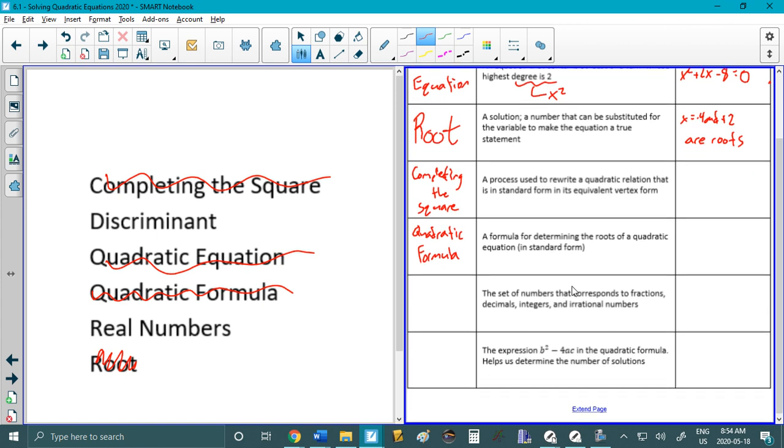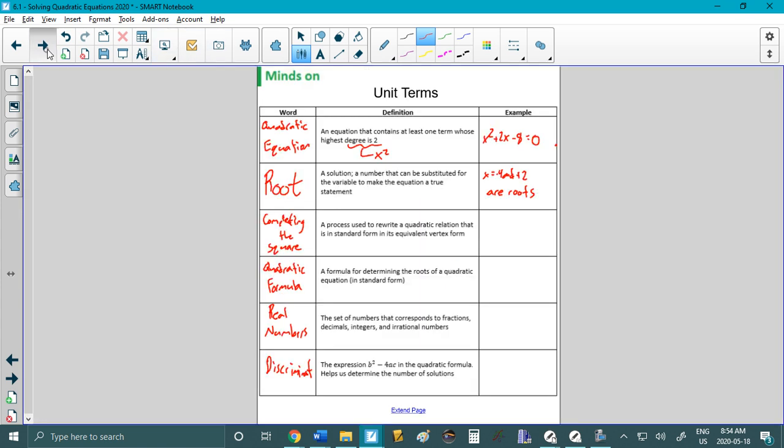The set of numbers that corresponds to fractions, decimals, integers, and irrationals. These are just real numbers, and this will be a minor thing. This will be a much bigger thing in grade 11. And this unit, we just bring it up. And finally, this is the discriminant. And again, at this point, it's meaningless. So I'm not going to do examples of these. I'm not going to go over them too much because they will come up later in the unit. I just wanted you to see them before we got started.